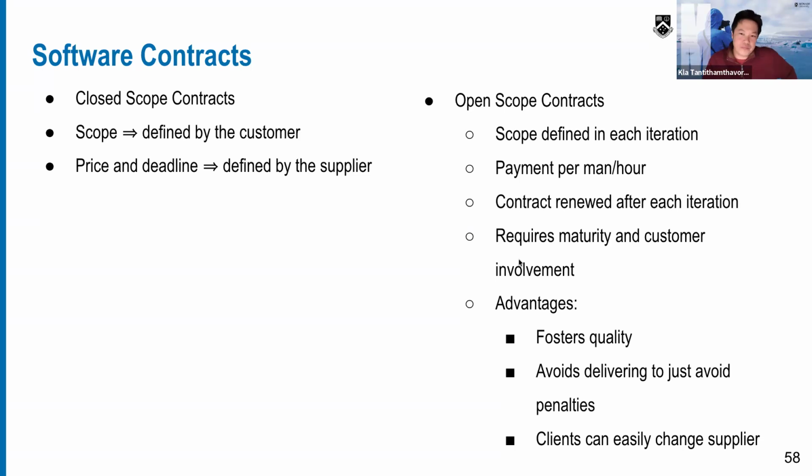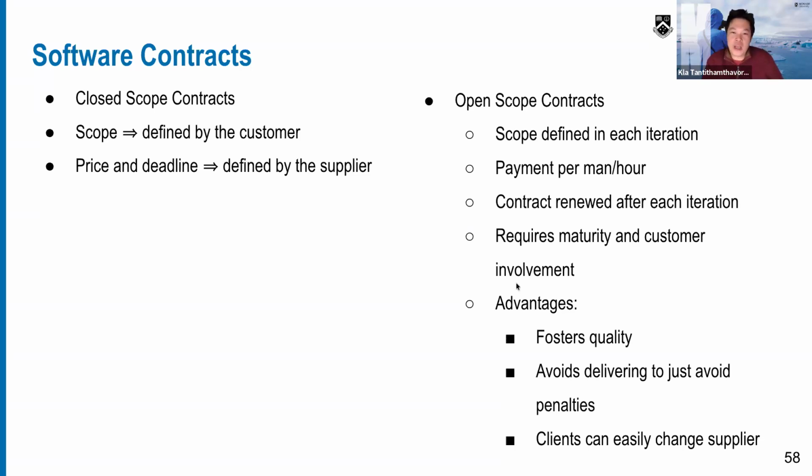Okay, so different contracts have different pros and cons. With a closed scope, the scope is already predefined, so it is unlikely that you can adjust things. But with an open scope, the scope can be anything, right? So the client can easily change the scope, the requirements and things like that as well.